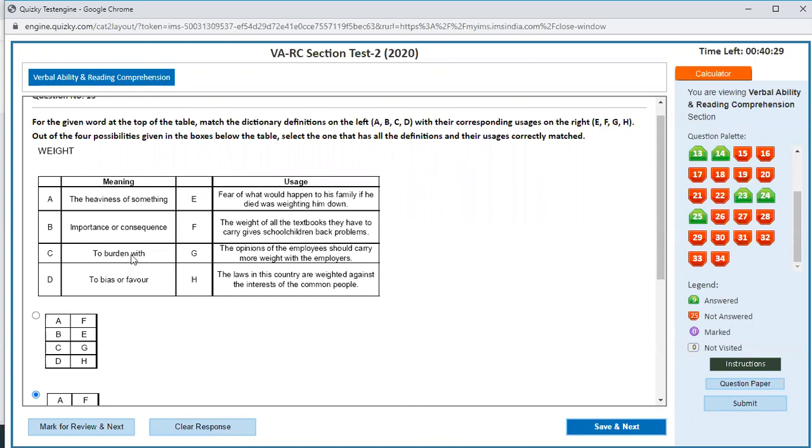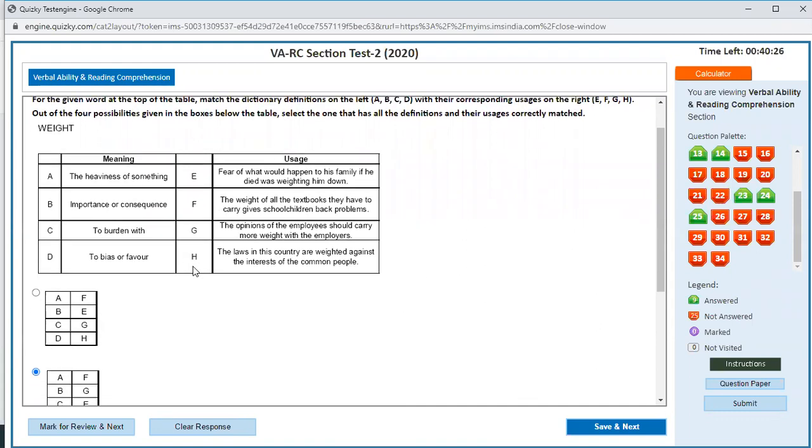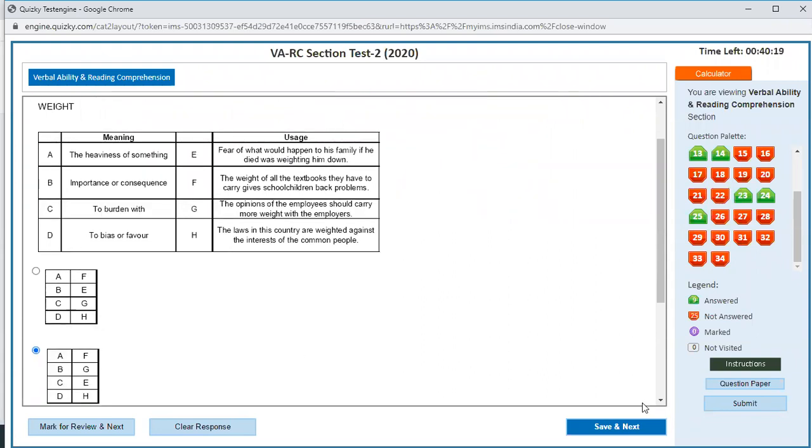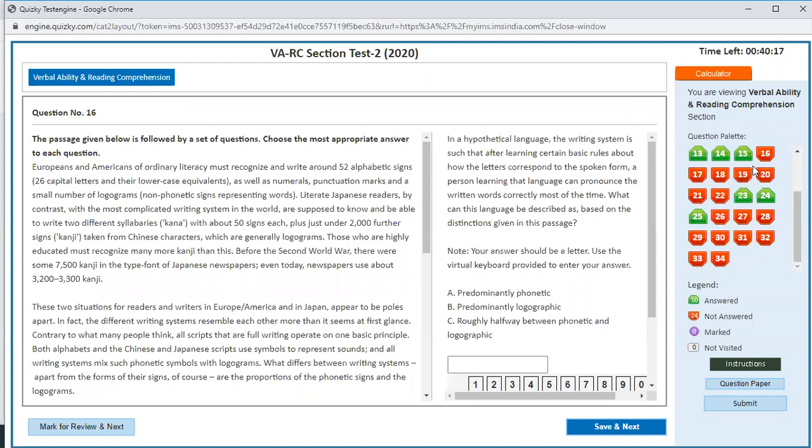Okay. To burden with, as an emotional burden, probably is what I'm talking about. Fear of what would happen to his family if he died was weighing him down. Emotional burden. C to E. Okay. Mapping, say yeah. This is what my answer is. RC अभी नहीं करूँगा.